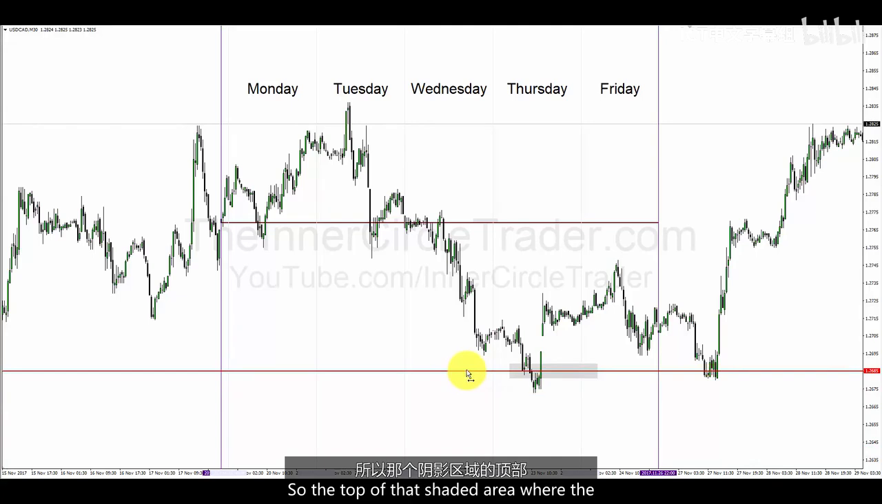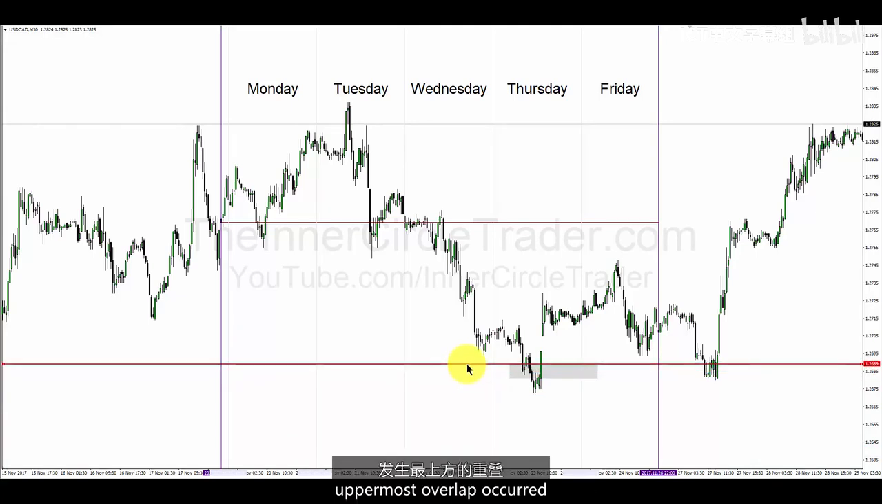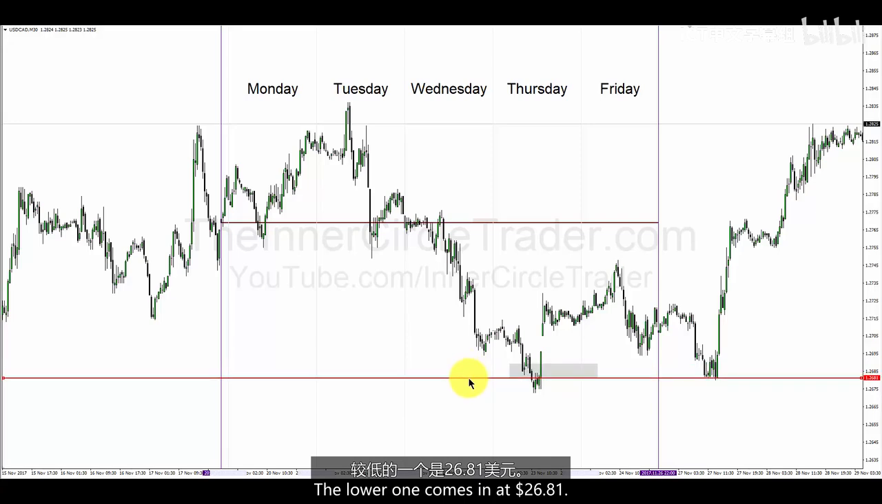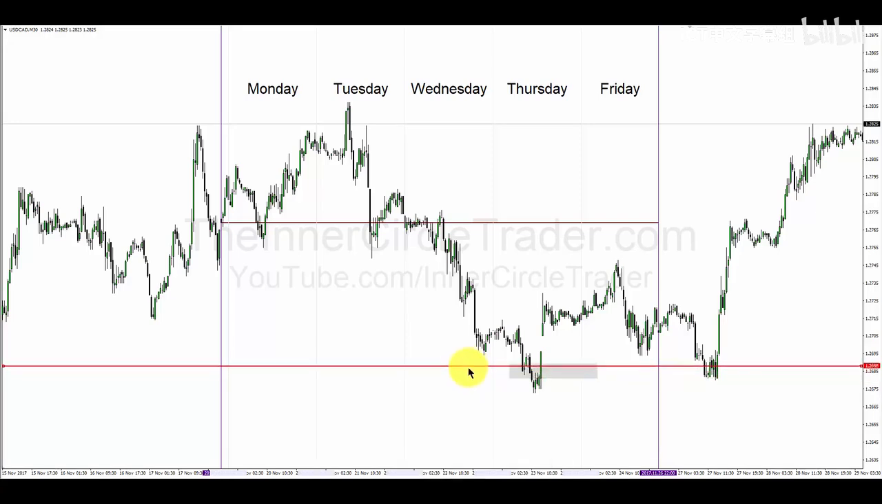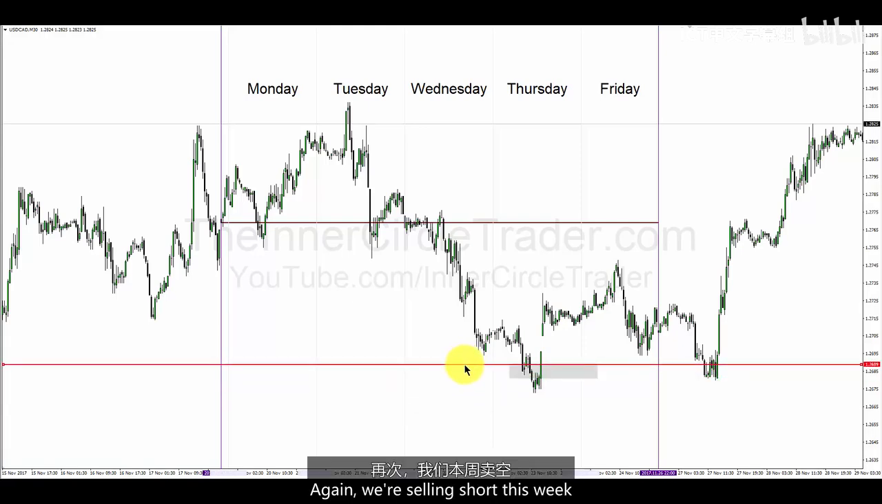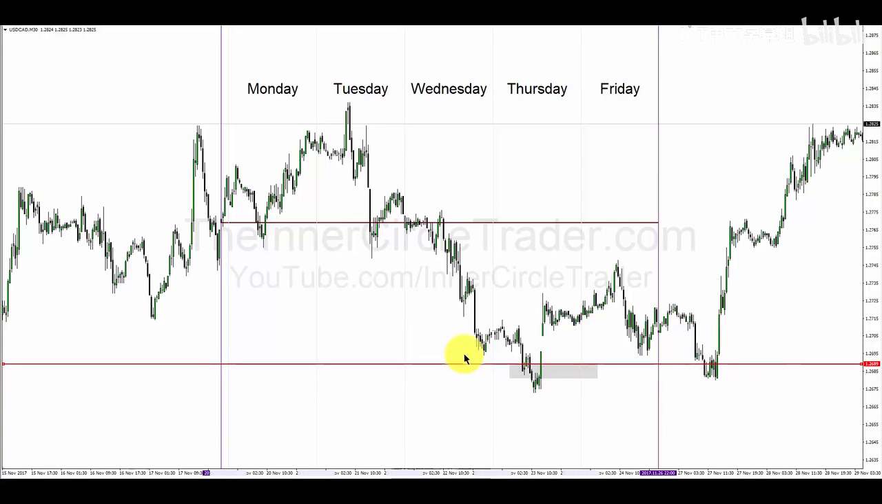Okay, so the top of that shaded area where the uppermost overlap occurred comes in essentially at 126.89. The lower one comes in at 126.81. So we have a range of 8 pips. Not bad. So we can look to take our profit. Again, we're selling short this week in theory.